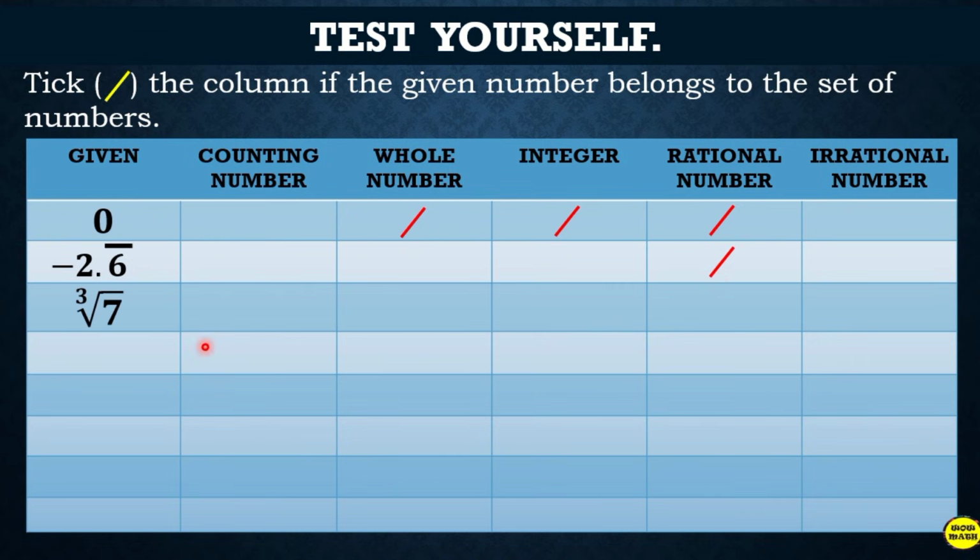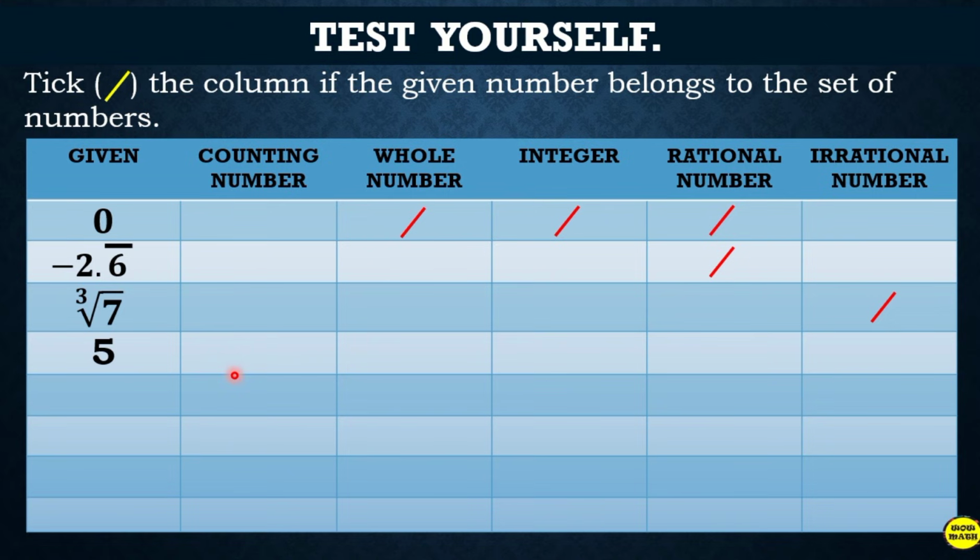Next, I have cube root of 7. So, since this is not a perfect cube, pag sinabi nating perfect cube, halimbawa 8. So, the cube root of 8 is 2. Why 2? Because if we will be multiplying 2 three times by itself, 2 times 2 is 4, 4 times 2 is 8. So, therefore, 8 is a perfect cube. So, if I have here cube root of 7, since this is not a perfect cube, then this is irrational.